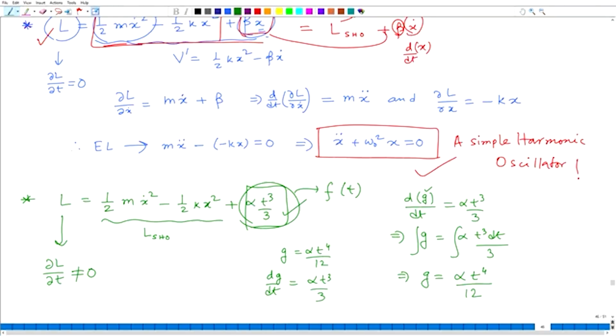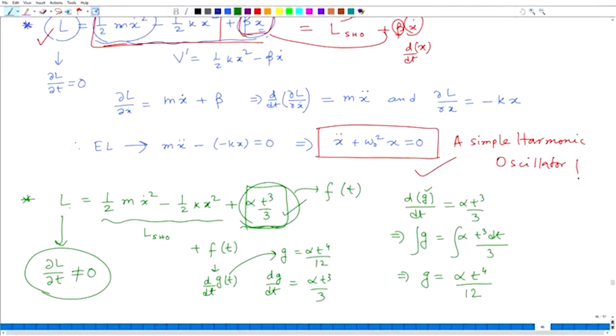So, again here you see this Lagrangian is SHO plus a function of t, and not only that, this is also d/dt of a function of t, where G is this. Then you say, well, this is the equivalent Lagrangian. So, in one case we saw that the Lagrangian is equivalent to the Lagrangian of a simple harmonic oscillator. On the other hand, we saw that del L del t is not equal to 0.